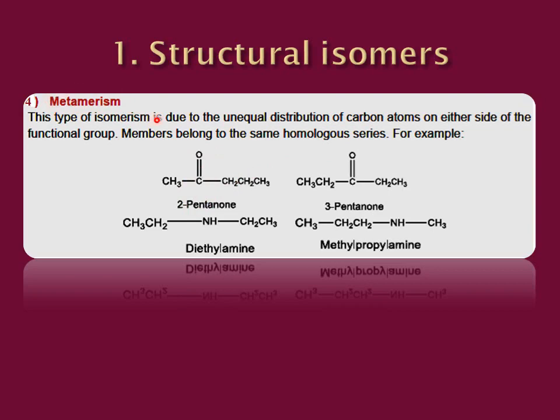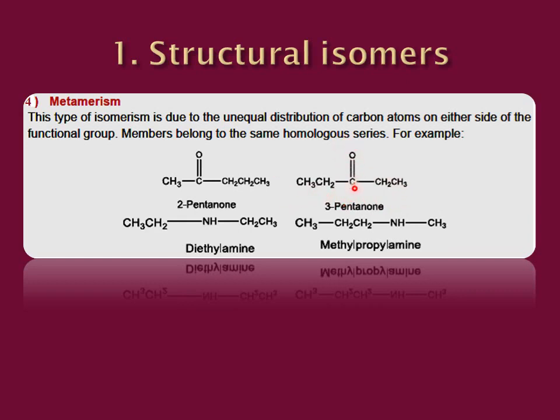For example, this is 2-pentanone, 1, 2, 3, 4 and 5. In the ketone functional group, this carbonyl is present on the second carbon atom, so it is 2-pentanone. The metamer of this 2-pentanone is 3-pentanone. You can see that the number of carbon atoms is the same, but the position of the ketone carbonyl is different. It is at the 3 position in this isomer.